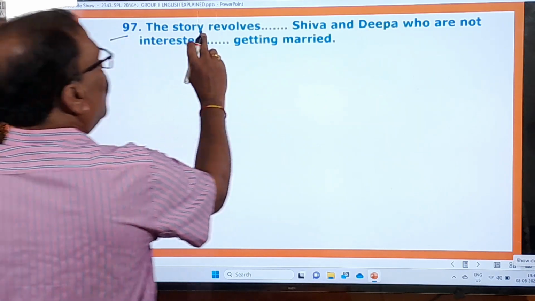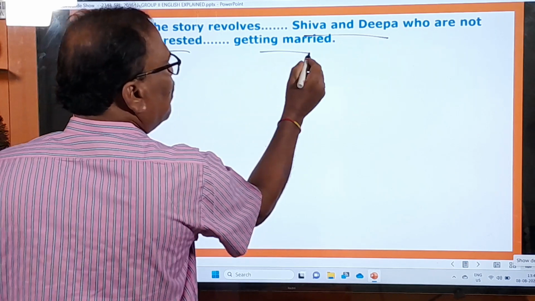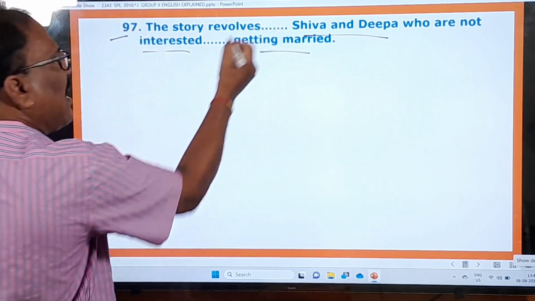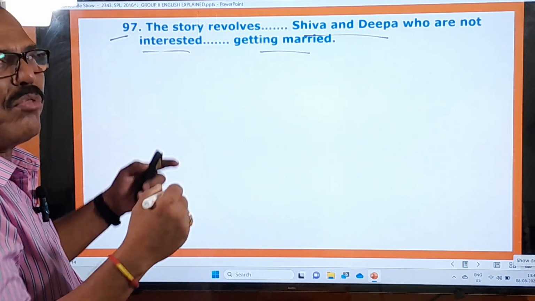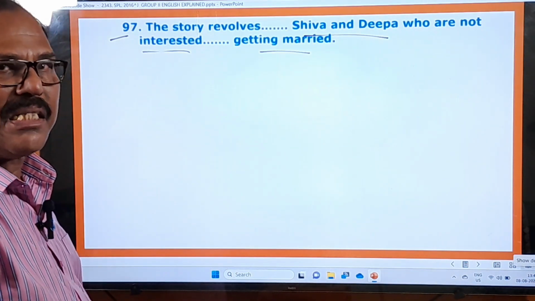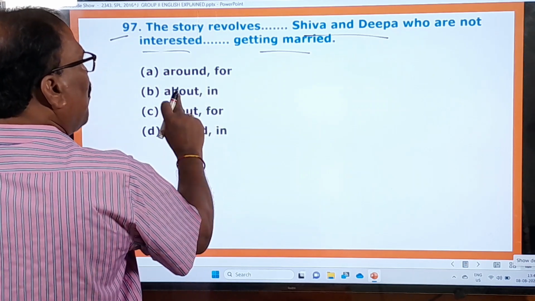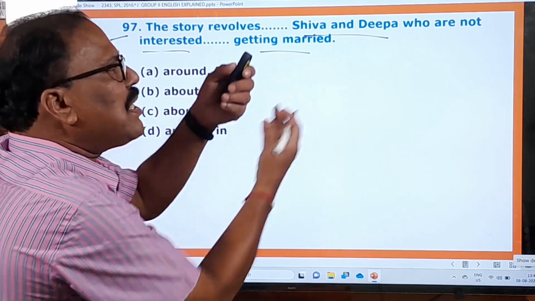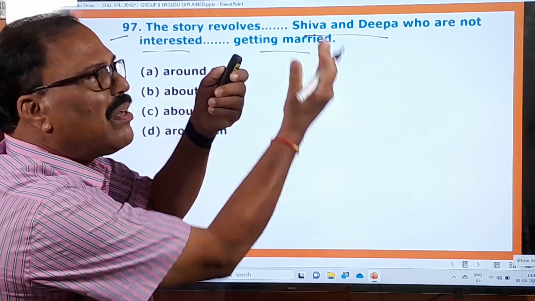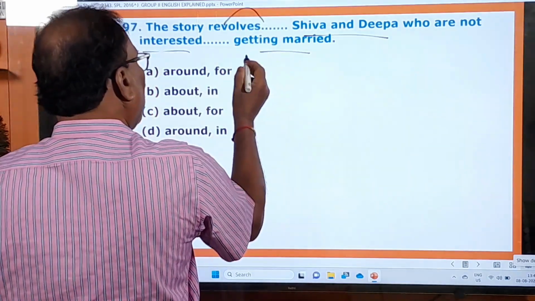97th one. The story revolves dash Shiva and Deepa who are not interested dash getting married. Here two blanks are given and we have to use the fitting words in those two blanks. Let us see the options first of all. Around for, about in, about for, around in. When it is revolving, going round and round, it is called revolve. Revolving always means revolving around.